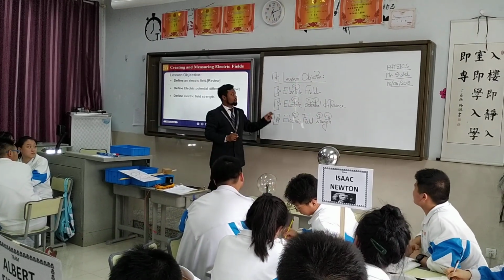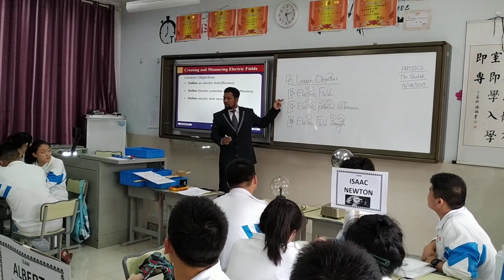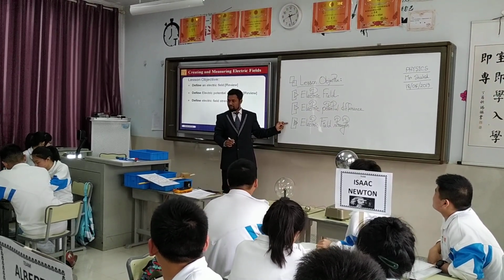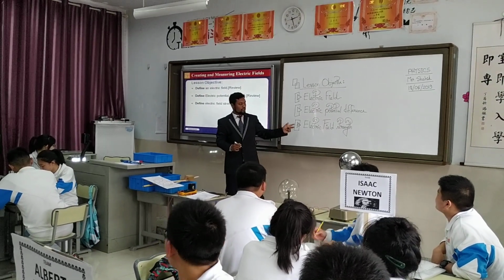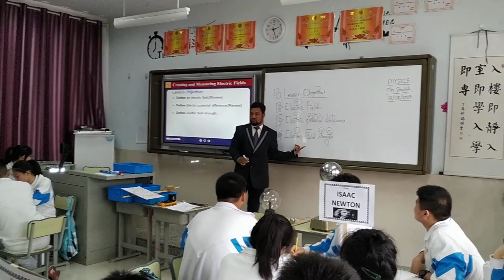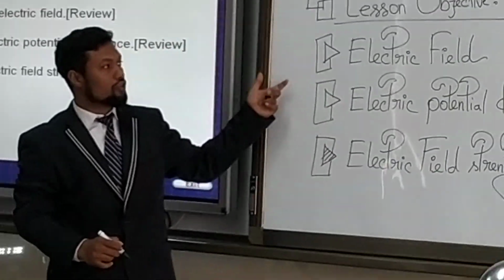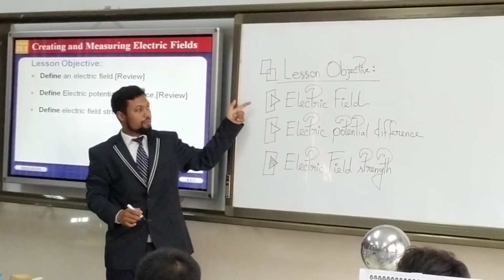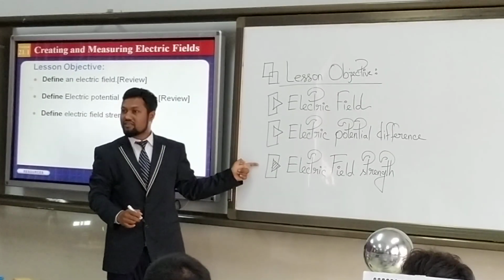So there we are. So these 2 are reading. Already we learned. Students know about these 2, and this is today's topic. This is the main topic for today. We're going to learn about electric field strength. And before that, we need to know about this electric field and electric potential difference. Because of these two, we can find the electric field strength.